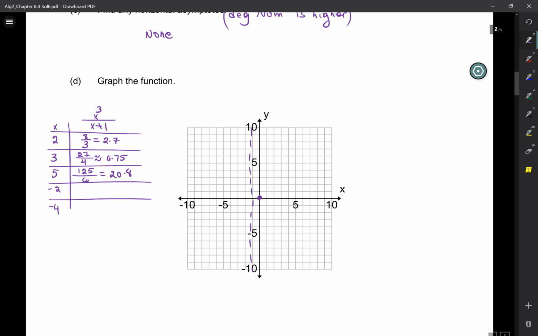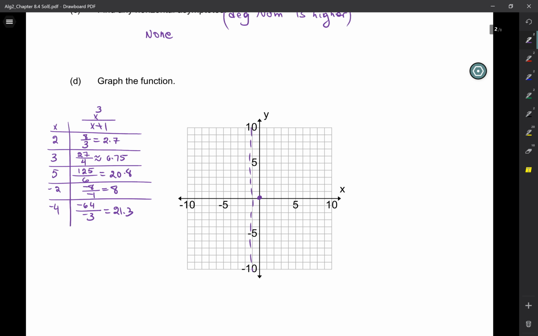Okay, now when I put negative 2 in here, I get negative 8 over negative 1, which is just 8. When I put negative 4, how much does that give me? So negative 64 over negative 3, that's a positive number. How much is that? 21.3.